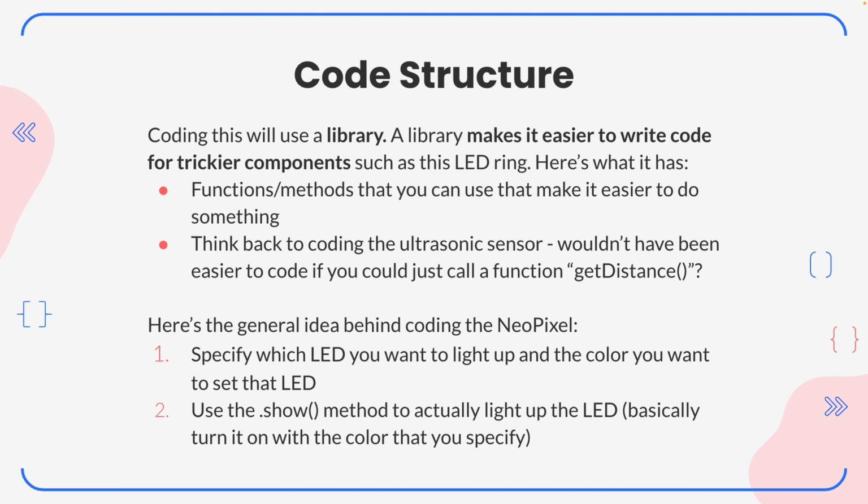So instead of trying to deal with all of that, interface with all of that, we can use something called a library, which basically has all this code written out for us already that lets us interface with it. And so all we have to do is turn on the LED at a specific color, specific brightness, and pick which one we want to turn on. So here's what the libraries in particular have. They have functions, or methods if you're from Java, that you can use that make it easier to do something.